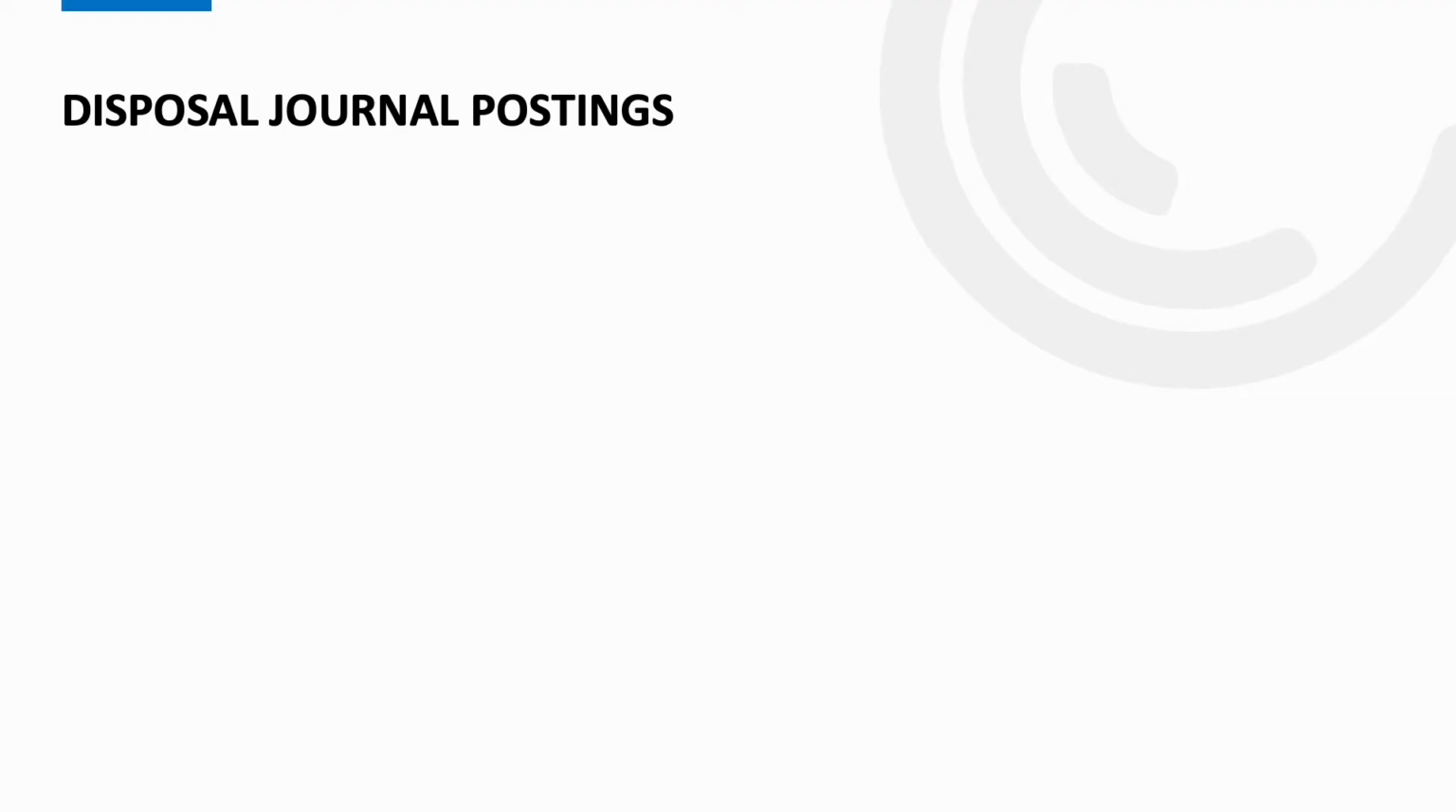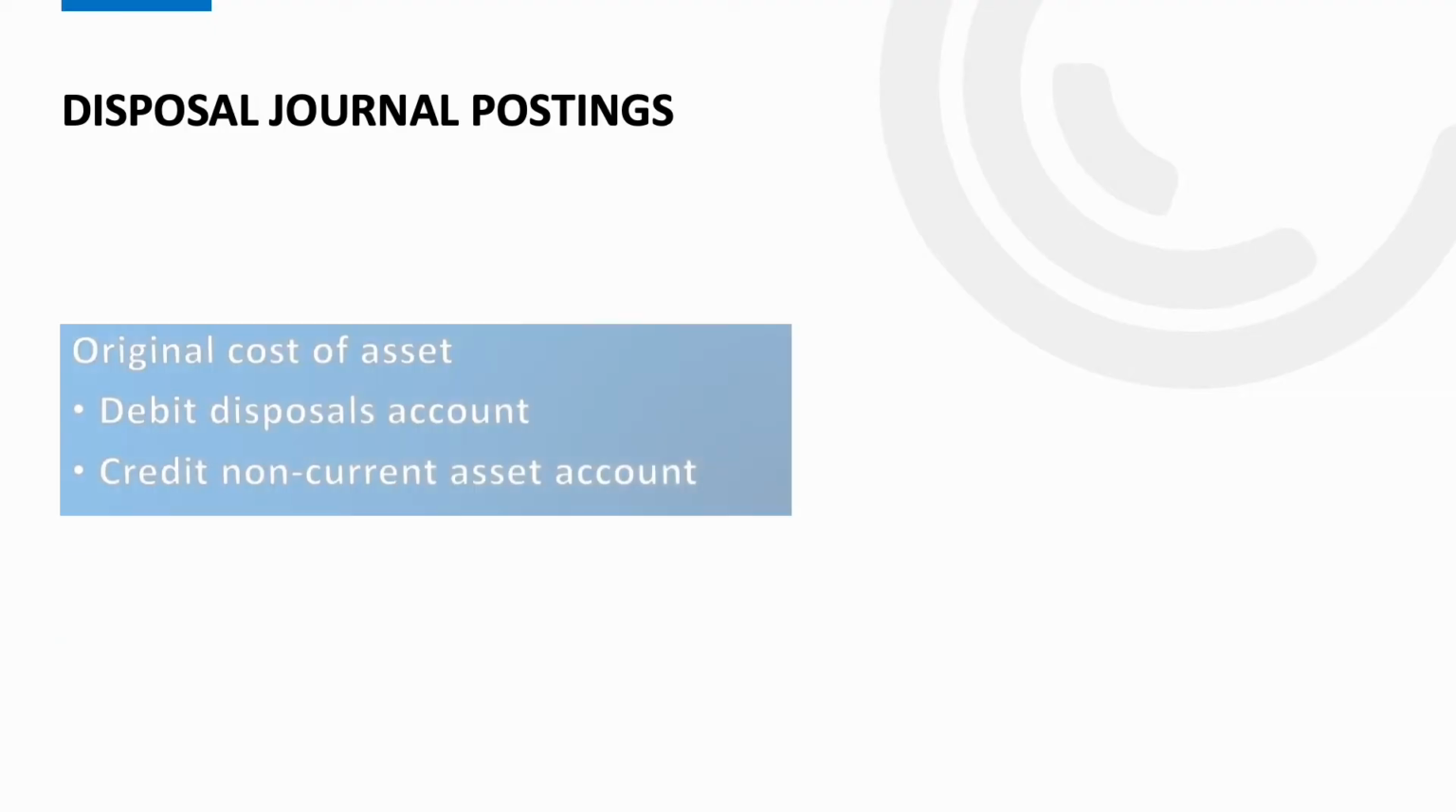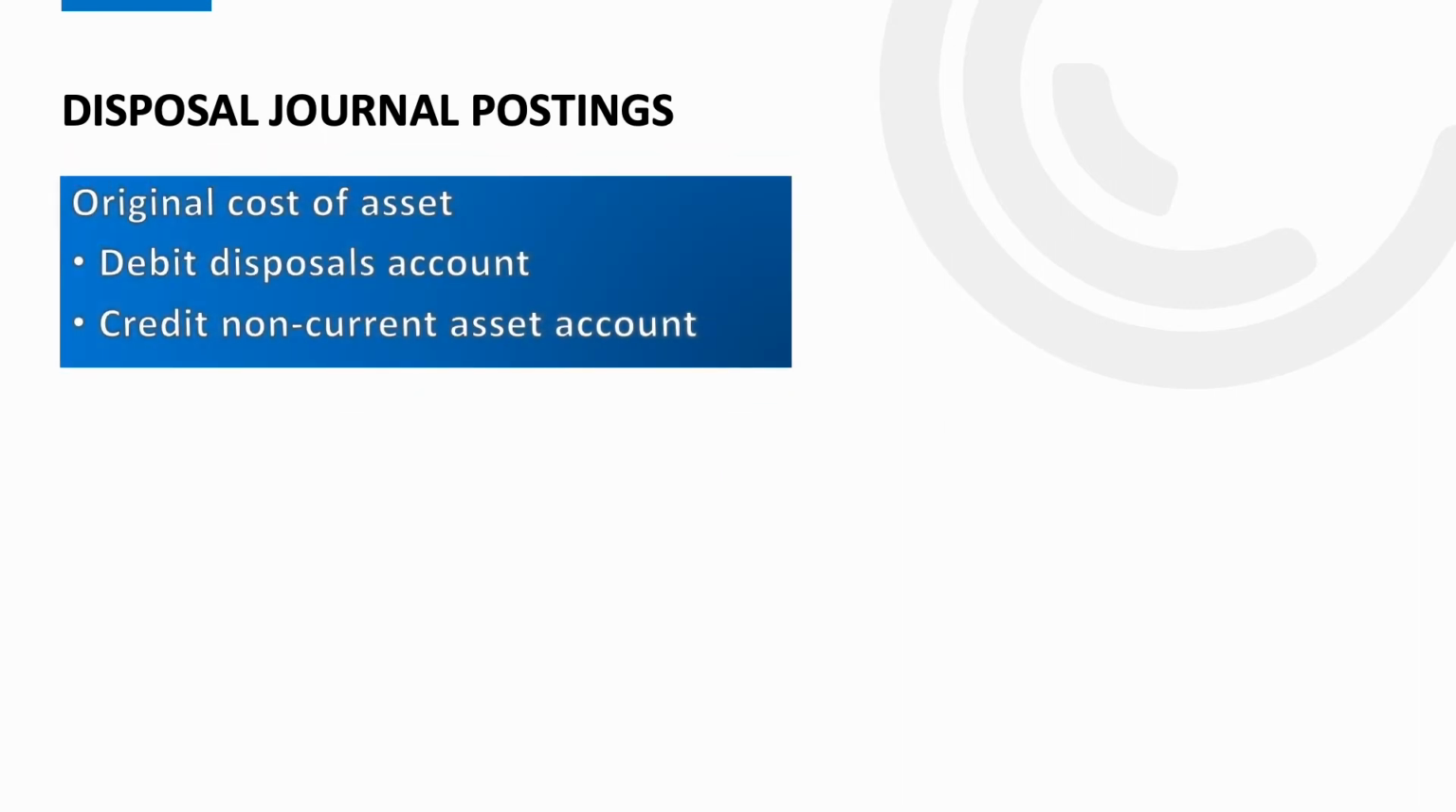When approaching any disposal, I would always follow the same process. It's not an absolute must, but by following it as a step-by-step approach, you just make sure that you've not missed anything. So firstly, remove the cost of the original asset from our accounts by debiting the disposals account and crediting the non-current asset account.